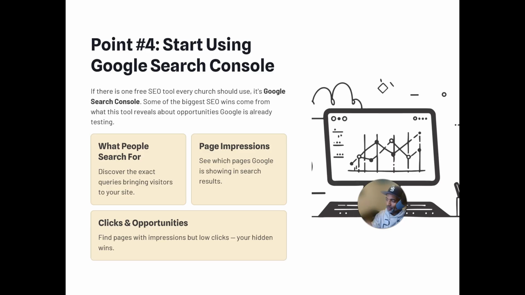Find pages with impressions but low clicks. Those are your hidden wins because you can repurpose that content. Instead of building a new house or new blog, you can renovate the house you already have or renovate the blog you already have because it's already ranking in Google, which is powerful. But you get that information from Google Search Console. So if you haven't installed Google Search Console on your website, you might want to do so today.